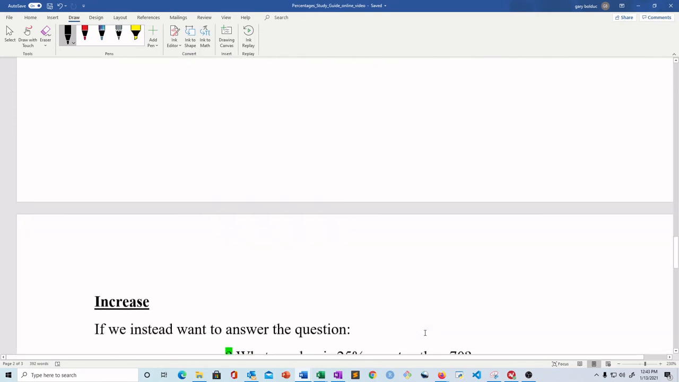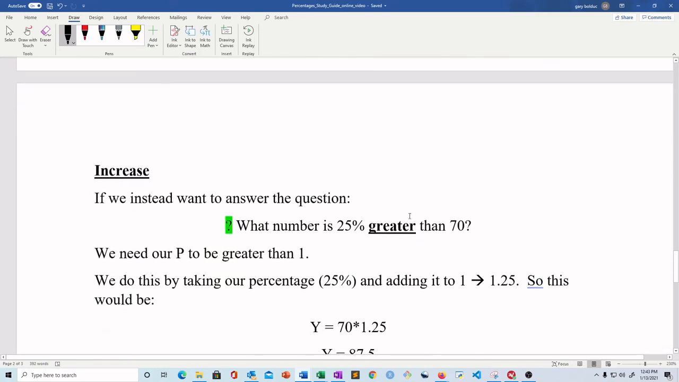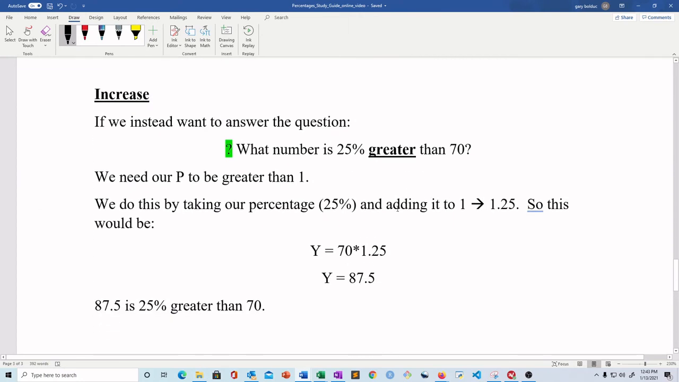Okay. All right. Well, what about increase? This is kind of the opposite. What about increase? Well, if we want to be increasing, we need our p to be greater than 1. So in my equation, just to rewrite it, y equals x times p, I need my p to be greater than 1. Okay, so here's a question.